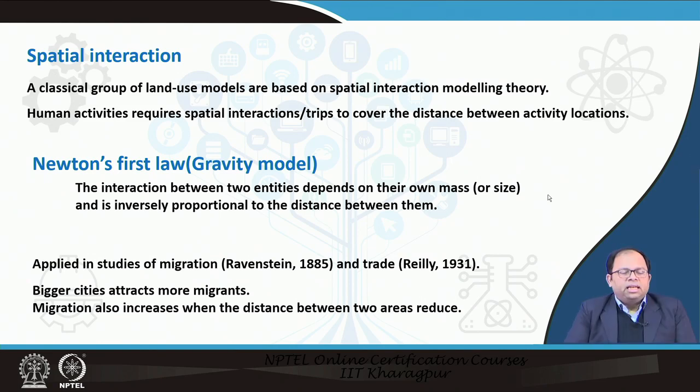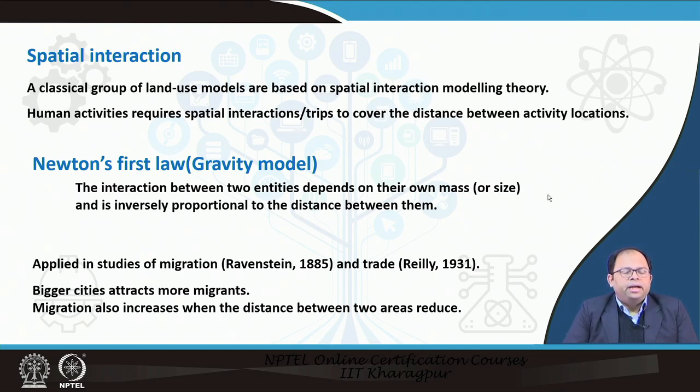Spatial interaction theory is where we talk about spatial interaction amongst human beings, and many of the classical land use models are based on this theory. It says that human activities require spatial interactions, or we can also call them trips, to cover the distance between the different activity locations. That is what spatial interaction is all about.